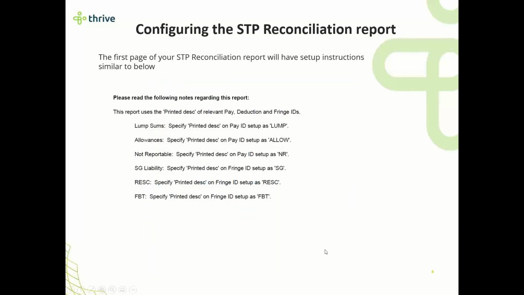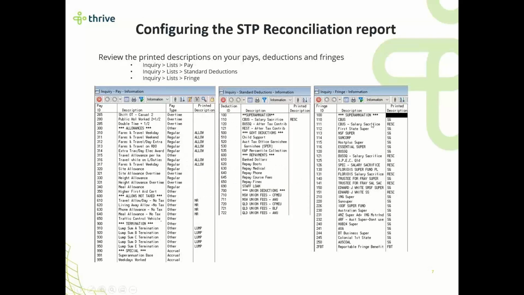All right, so you do need to have a review of your list of pays, deductions, and fringes. So you can see an example here. I'm using the inquiry list pay and standard deductions and fringes. And then I just added a column to show the printed description. So it's a nice quick snapshot without having to go through each one, the setup of each one by one. You can get it in an inquiry screen like this, so you can have a look and then identify any of them that may be needing to be changed. And then you can go into the setup of those to change it.